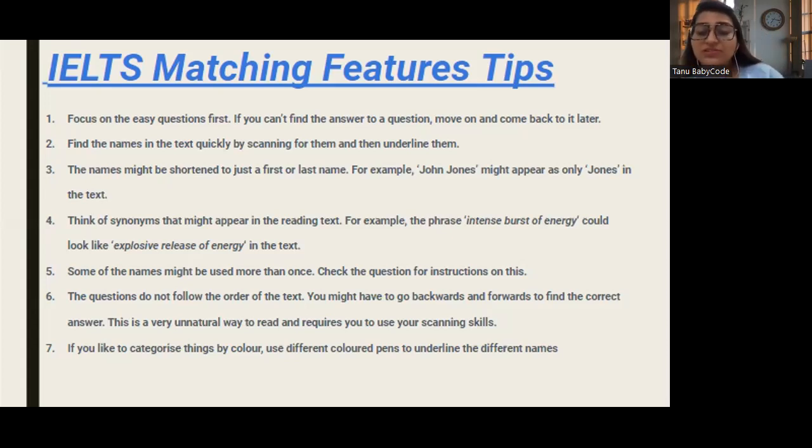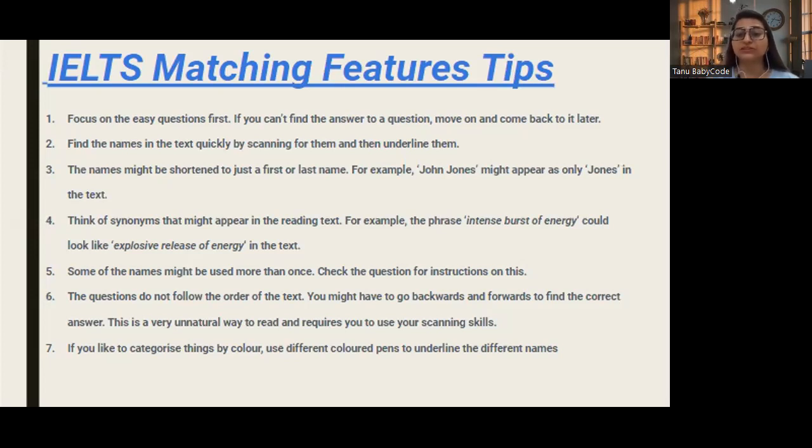Find the names in the text quickly by scanning for them and then underline them. Scanning is a very important part here. It plays a very crucial role because scanning helps you in finding the answer. Scanning will help you to locate the keyword, the name of the person, and then you can underline.